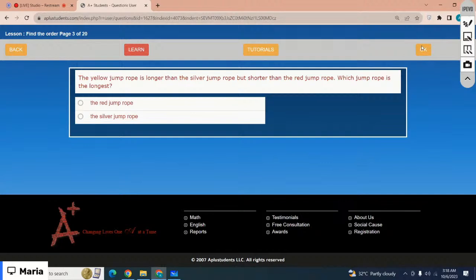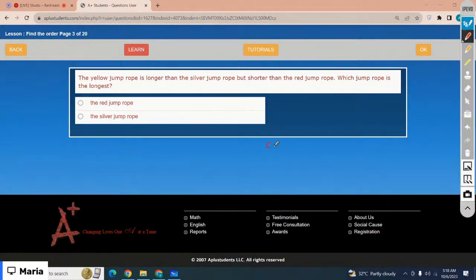Okay, the yellow jump rope is longer than the silver jump rope. So yellow is longer and silver is shorter, but shorter than the red jump rope. Which jump rope is the longest one? The red jump rope, the silver jump rope. The question is, the yellow jump rope is longer than the silver jump rope. So yellow is longer, silver is shorter.